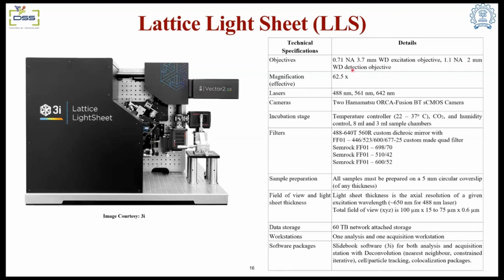In this, the magnification is 62.5x. I already mentioned that the lasers are 488, 561 and 642 nanometer. Here we are using two types of camera, both are Hamamatsu cameras. All the samples are prepared with a 5 millimeter circular cover slip. We can control the temperature, the carbon dioxide and the humidity level. These are the filters which we were using, and then some other specifications.